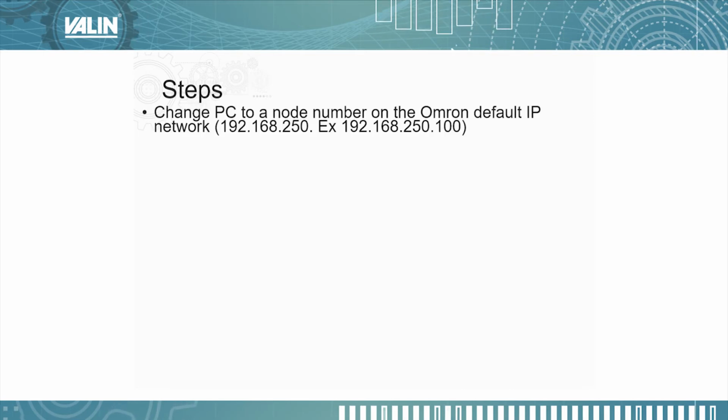The steps to change the PLC IP address are listed here. The first one is to change the PC to a node number on the Omron default IP network, which is 192.168.250. An example of that would be 192.168.250.100. I'm not going to go into that in this video. I cover changing the IP address of a PC in another video. The link is in the comments.